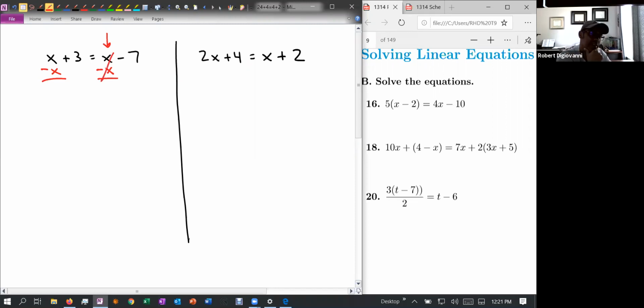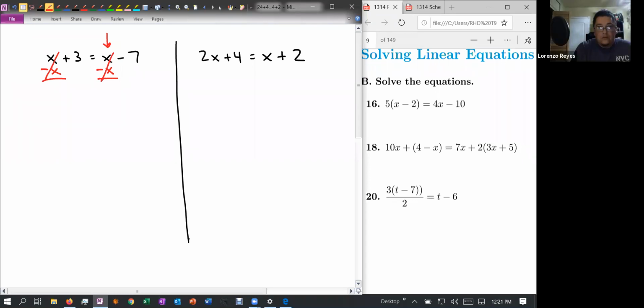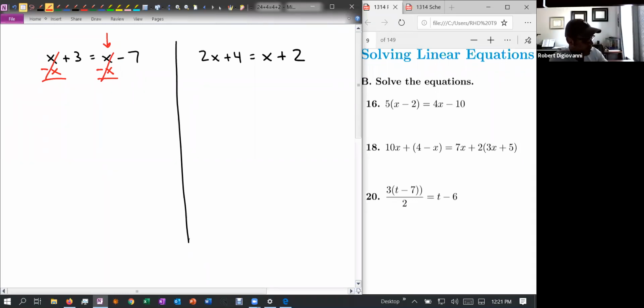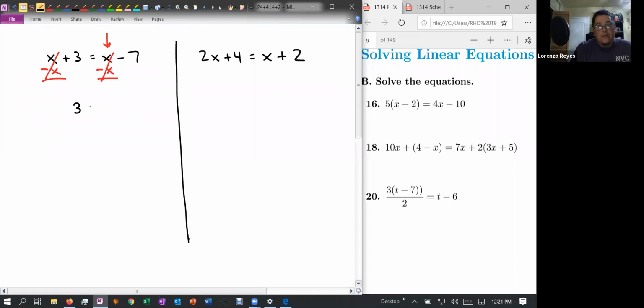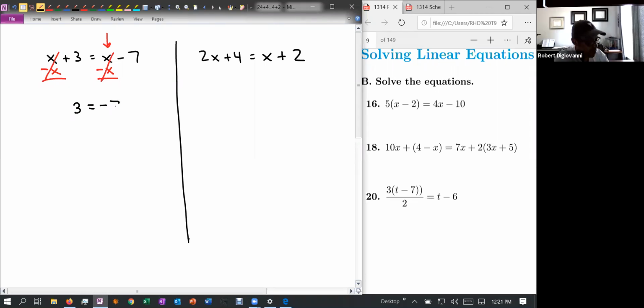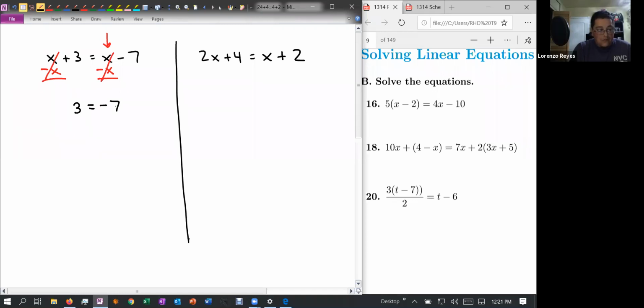But what happens on the left-hand side? Don't the x's cancel also? Yeah. So what am I left with? What's still on the left-hand side? 3, and then equals what's on the right-hand side? -7. Does 3 equal -7? No. Okay. This is not true.